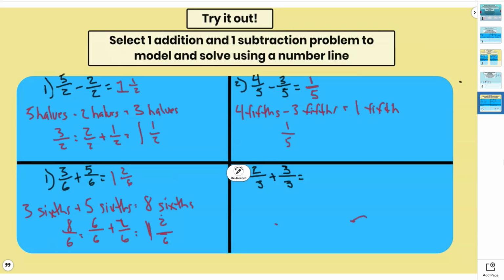And number 2, we have 2/3 plus 3/3. Well, 2 plus 3 equals 5, and our units stay the same, so it's still thirds. So 5/3, that's decomposed into 3/3 plus 2/3, which gets us 1 and 2/3. Okay? So our answer is 1 and 2/3.